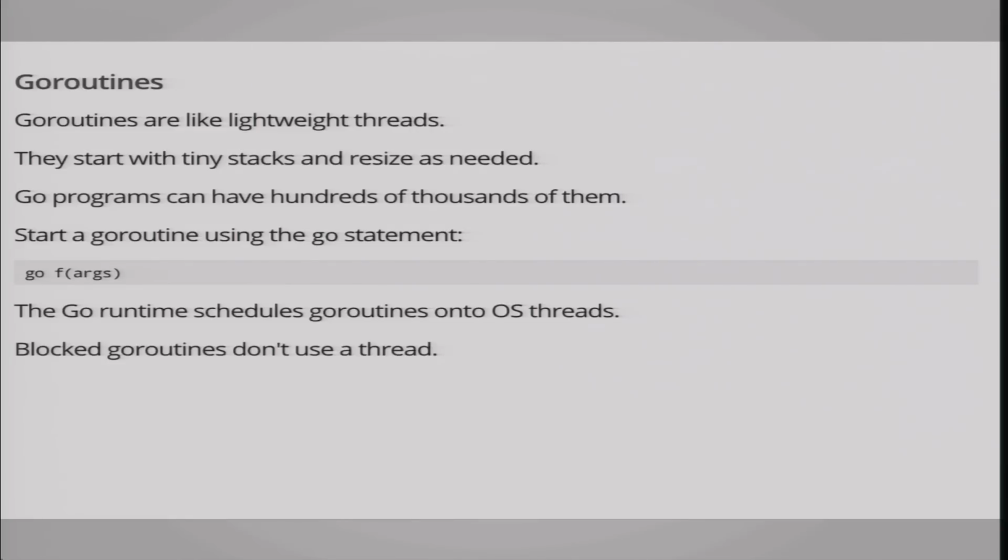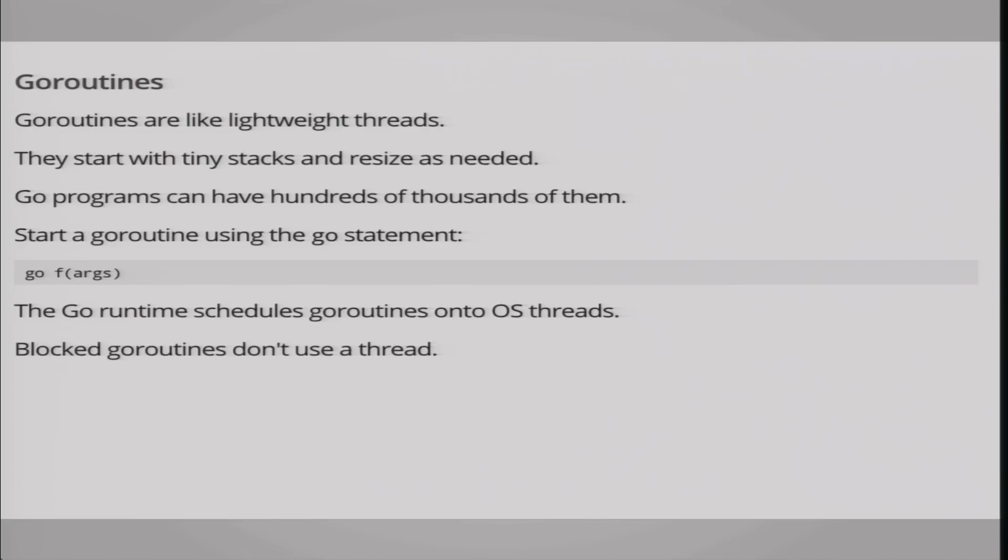Go is built on three primitives for concurrency: goroutines, channels, and the select statement. Goroutines are lightweight threads managed by the Go runtime. So Go is an end-to-end threading model, which means you can have hundreds of thousands, if not millions, of goroutines running on a very modest number of OS threads. You just tell your Go program how many OS threads to run, and it schedules the goroutines onto those. And a blocked goroutine doesn't consume a thread, right?